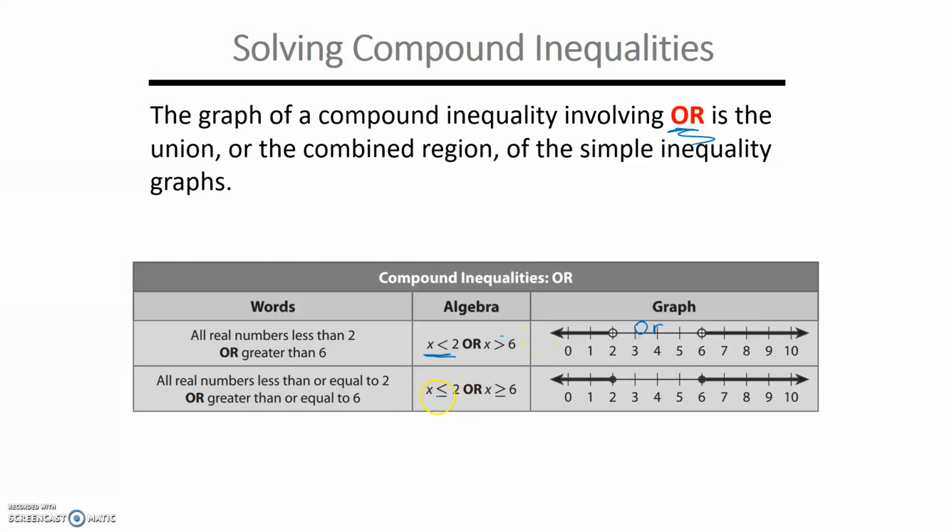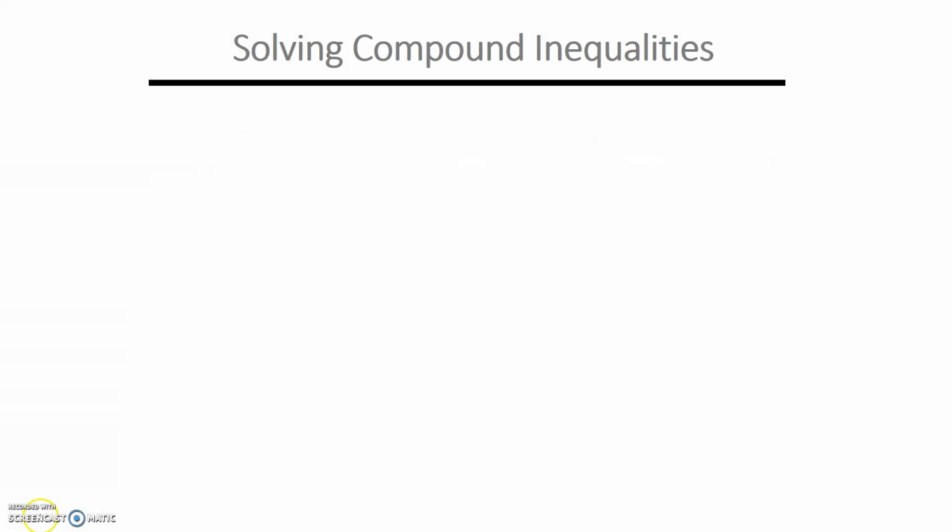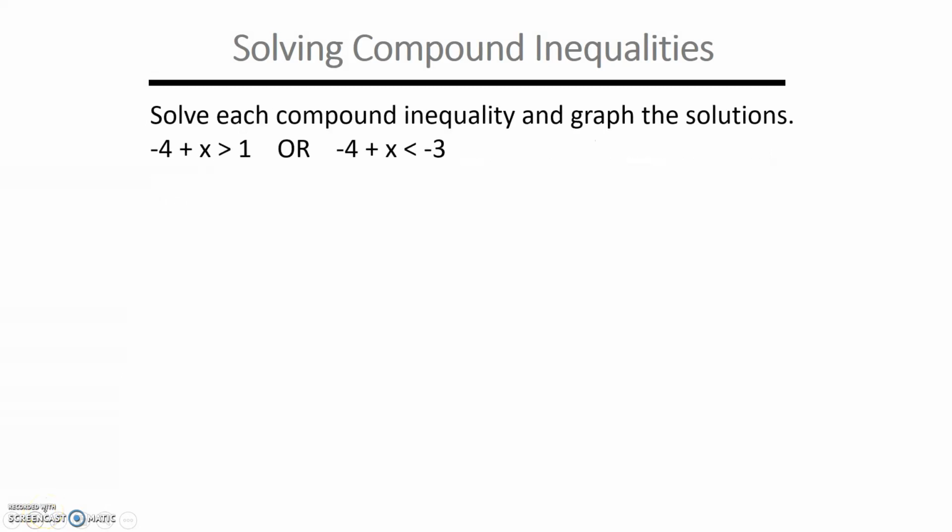Down here, very similarly, the only thing they changed is it's now equal to, so we get solid circles at both 2 and 6. All right, so let's jump into our very first OR problem, right? So I want to solve this, and I also want to graph. The nice thing about this, it's actually already split up. I just have to solve each individual one and take a look at them at the same time.